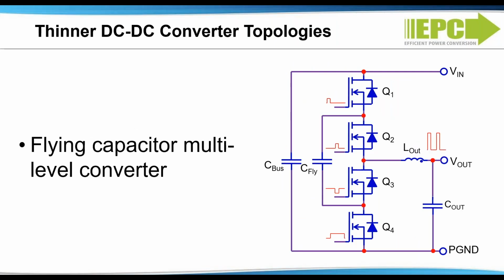The multi-level converter can achieve the same inductor current ripple as a synchronous buck converter with lower switching frequency and inductance. This offers the benefit of reduced switching losses as well as reduced inductor size.